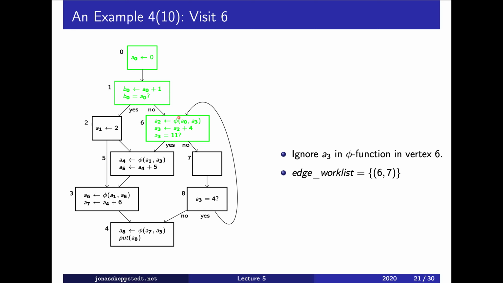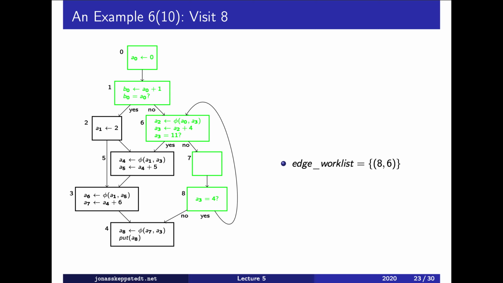And interpret all instructions in vertex 6 since it's the first time we visit vertex 6. When we come to this phi function, we don't think that this edge is going to be executed. So we ignore A3 and A2 will get the value of A0. And then we continue and this will not be 11, so we add the edge from 6 to 7. And not much will happen there, but we continue and A3 is 4, so we add the edge from 8 to 6.